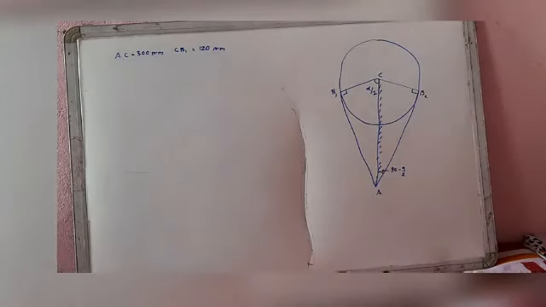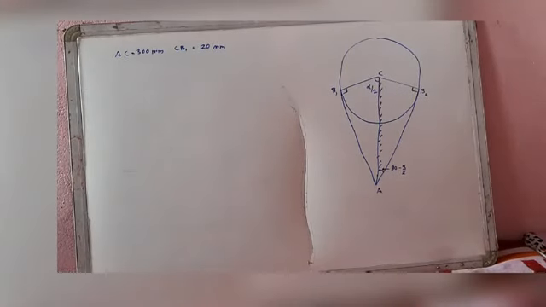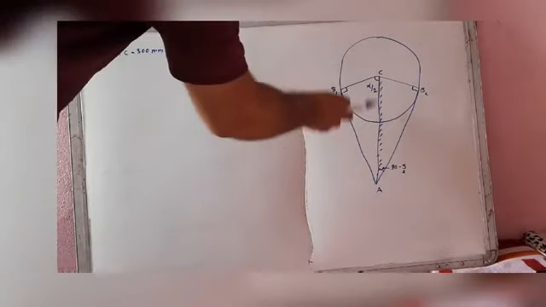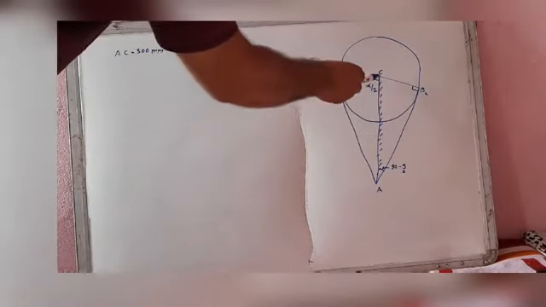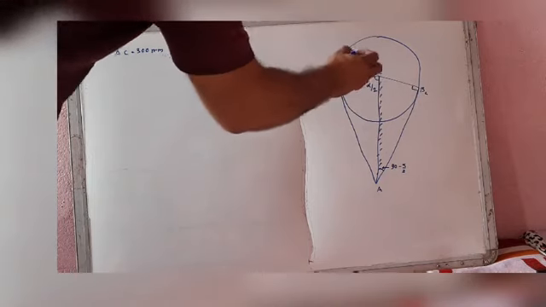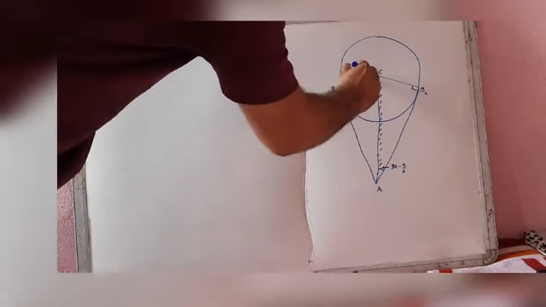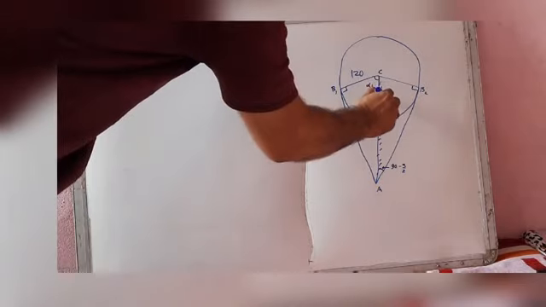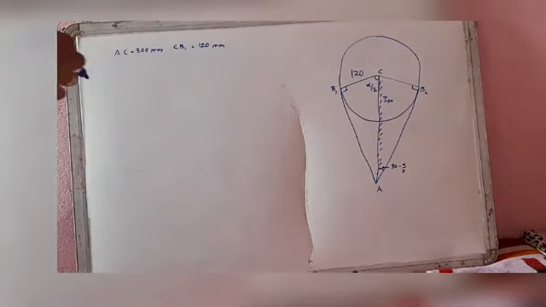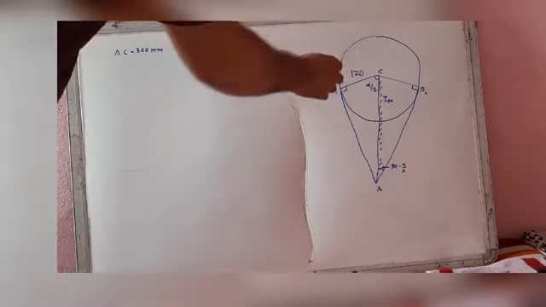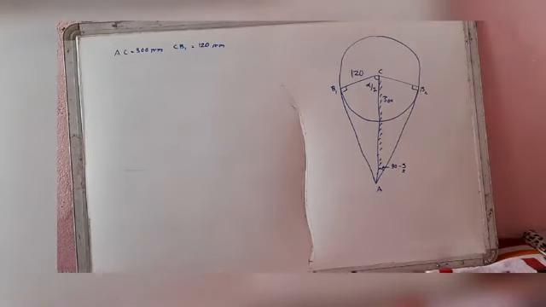Here, the data given in the question are AC, which has been given as 300 mm, and CB1, which is 120 mm. This AC is fixed and CB1 is the crank.